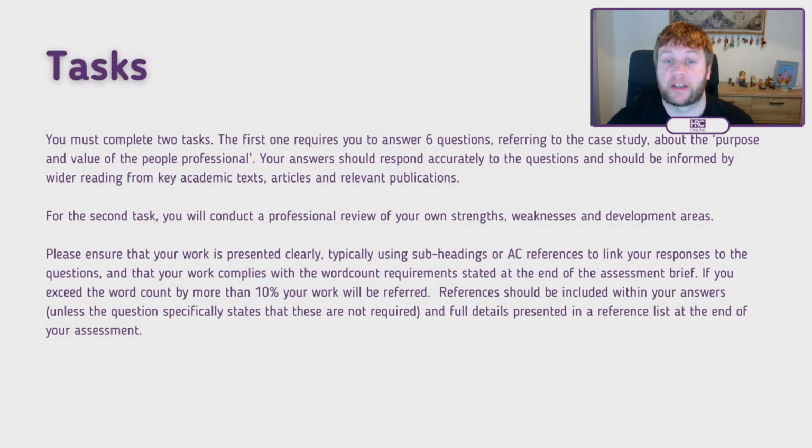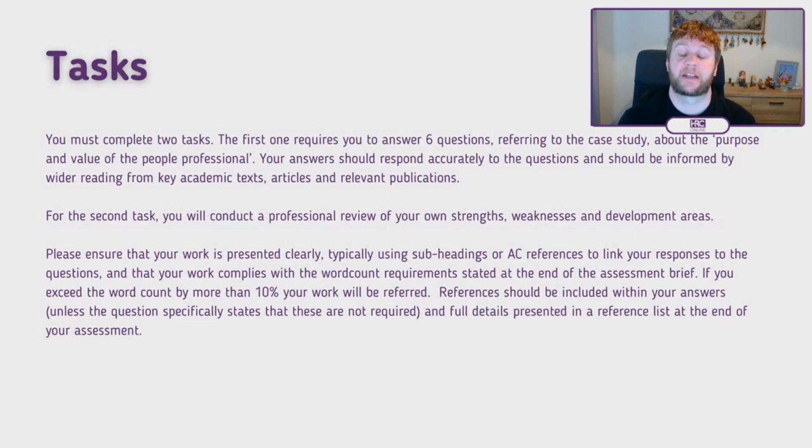the people professional. Your answer should respond accurately to the question, and you should be informed by wider reading, academic text, articles, and relevant publications. For the second task, you will conduct a professional review of your own strengths, weaknesses, and development areas.